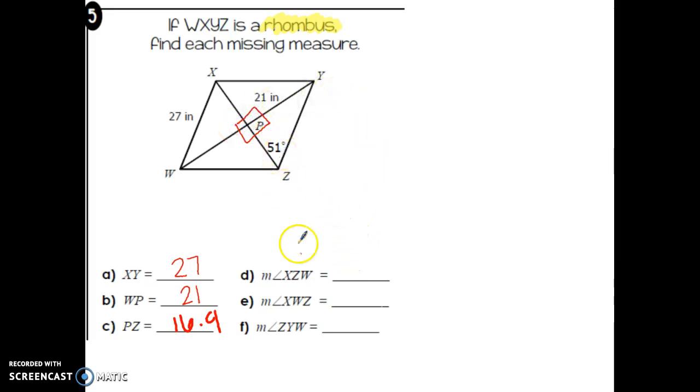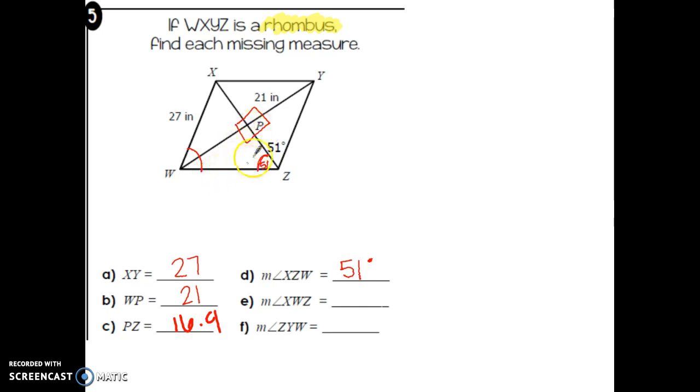Let's look. It does say XCW, that's only half of this right here. However, we do know that they are being bisected. So this is 51, this is also 51 degrees. And then we have XWZ, that is this entire angle right there.